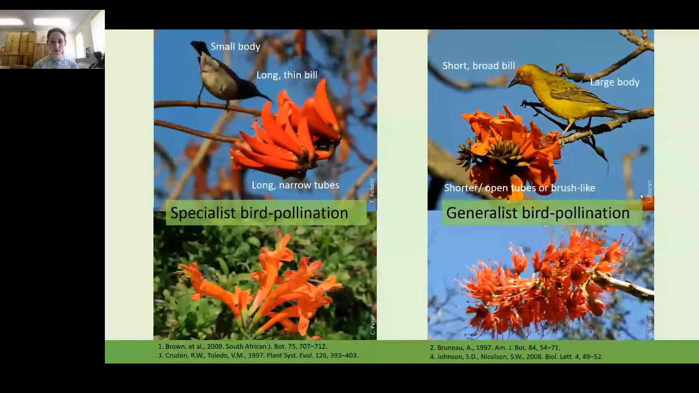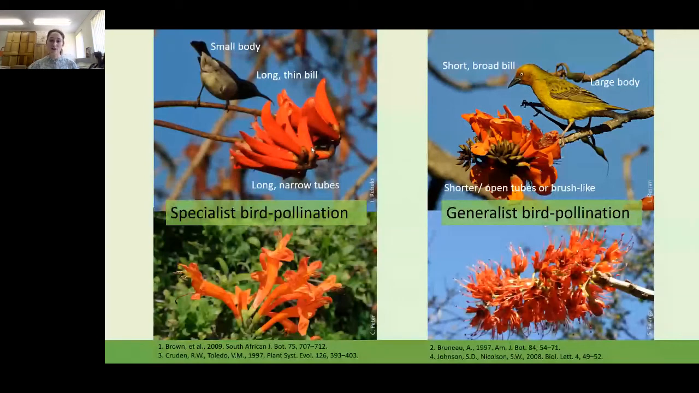Now, there's evidence for a division within this syndrome into two separate classes of bird pollination. The first is specialist bird pollination, which is pollination by birds such as sunbirds and sugarbirds, which have small bodies and long, thin bills. The flowers that they pollinate tend to have long, narrow tubes, and a smaller nectar quantity, which has a higher concentration of sucrose sugars.